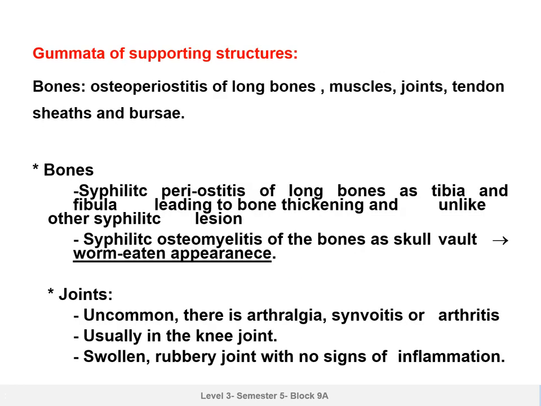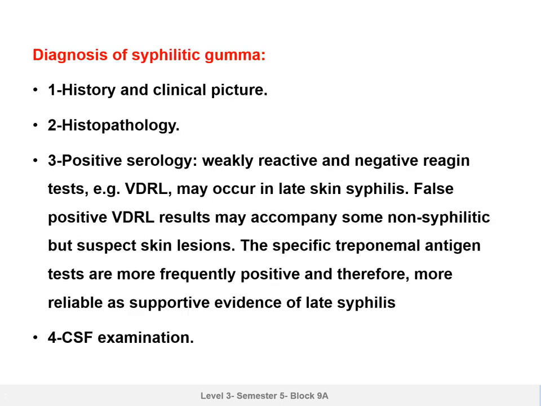Gumma of supporting structures: the bone, osteoperiostitis of the long bones like tibia and fibula with a worm-eaten appearance, and syphilitic osteomyelitis of the bones of the skull. The joints: synovitis, arthritis, swollen rubbery joints with no signs of inflammation. Diagnosis of syphilitic gumma: history, clinical picture, histopathology, positive serology, and cerebrospinal fluid examination.